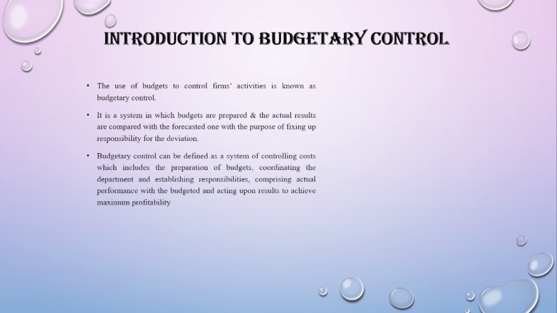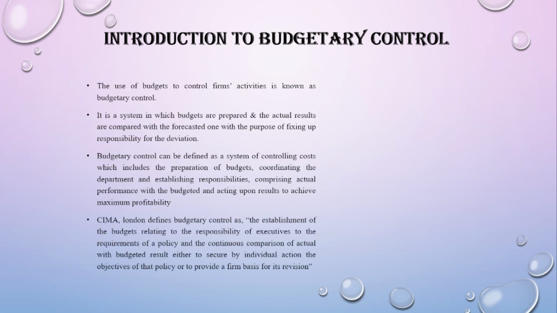Third point, budgetary control can be defined as a system of controlling cost which includes the preparation of budgets, coordinating the departments and establishing responsibilities, comparing actual performance with the budgeted and acting upon results to achieve maximum profitability.